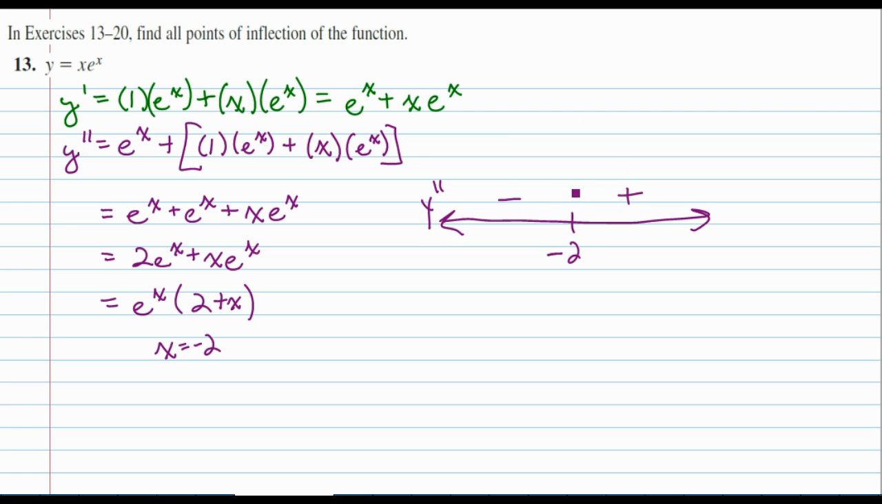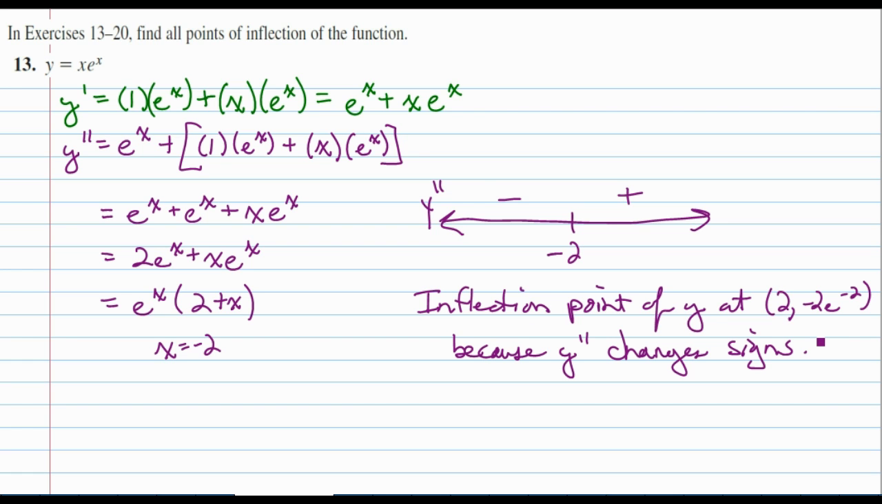So you can see that the y double prime changes signs at the critical value negative 2. So there is an inflection point in y at x equals negative 2. Now you could also plug in negative 2 to find out what the actual y value is there. So I do see that there is an inflection point at negative 2, comma, negative 2 e to the negative 2, and that's an inflection point of y because y double prime changes signs. Specifically, y double prime is changing from concave down to concave up, so it might be doing something like this. I don't know.